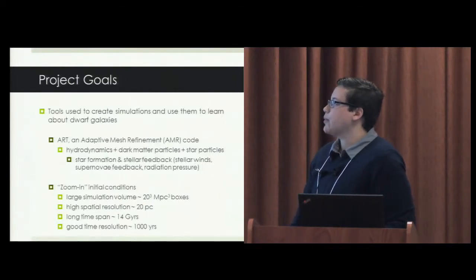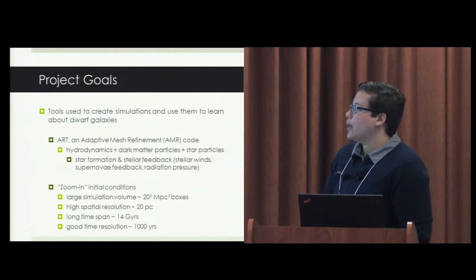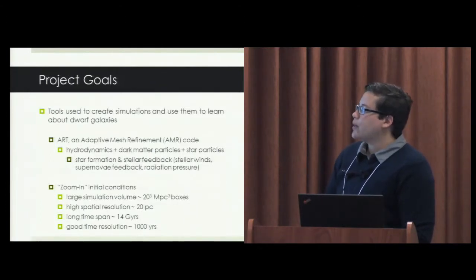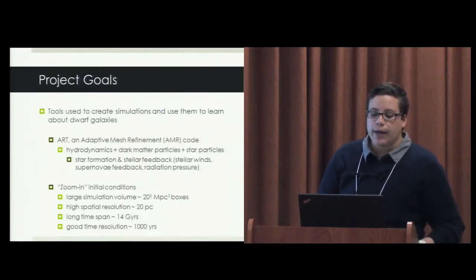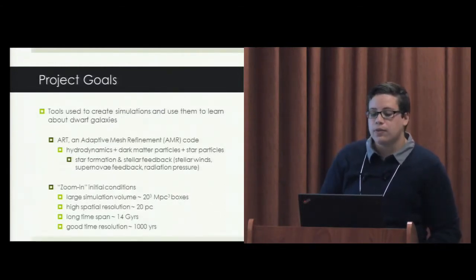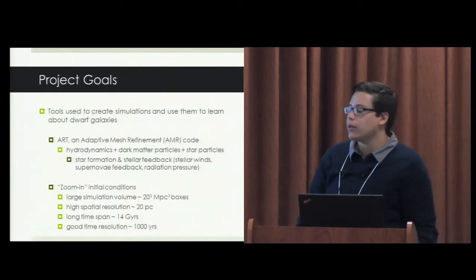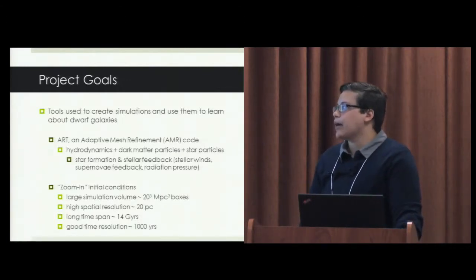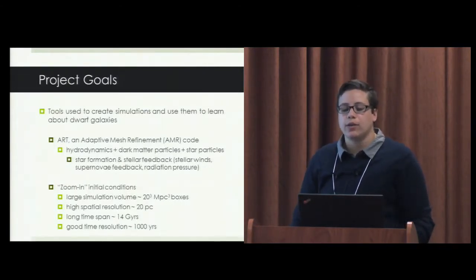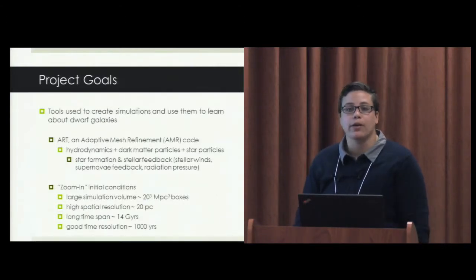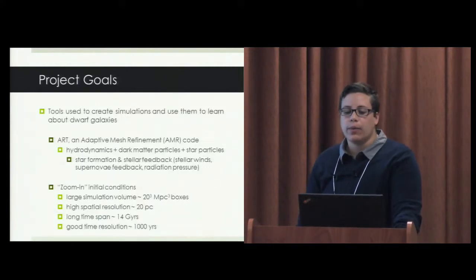So the tool we've used to create simulations and learn about dwarf galaxies is the ART code, as I previously mentioned, which is the adaptive mesh refinement code. It includes hydrodynamics, dark matter particles, and star particles. And for our star particles, we have a treatment for feedback and star formation. We have options for probabilistic or deterministic star formation modes, as well as stellar feedback in the form of stellar winds, supernova feedback, type 1 and 2, and also radiation pressure and photoionization pressure as well. And we also include metal advection in our simulations. So we have realistic physics that we want to include in order to simulate our galaxies.